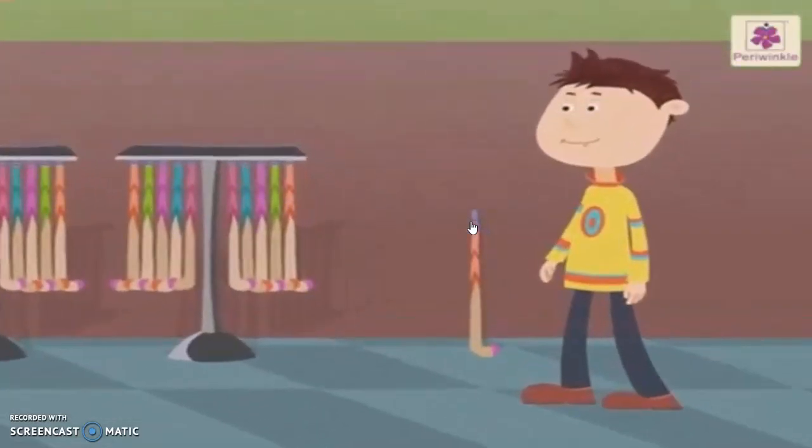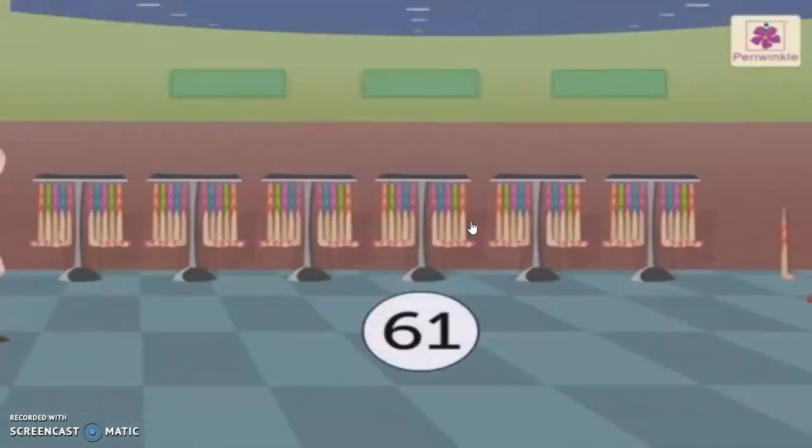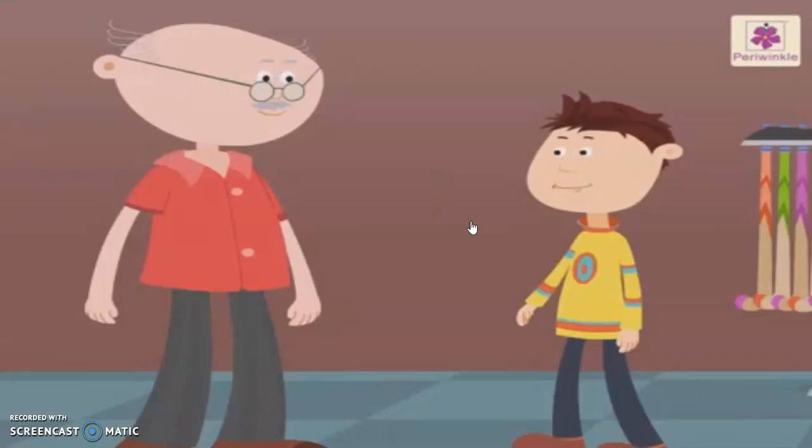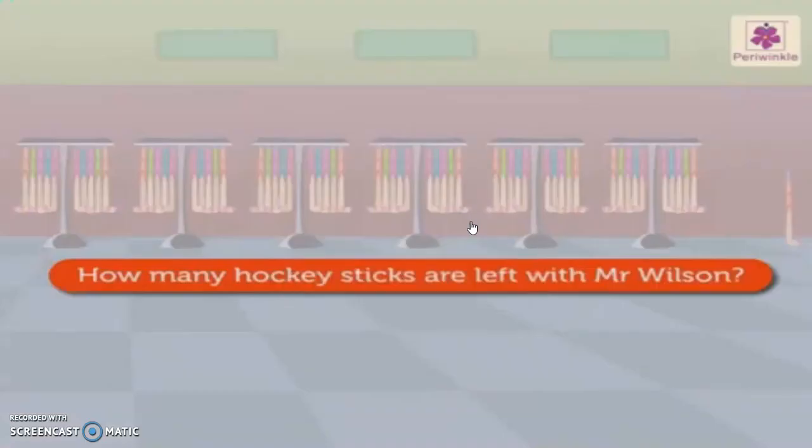Look, Peter is here to buy some hockey sticks. There are 61 hockey sticks with the shopkeeper, Mr. Wilson. Peter bought 12 hockey sticks. How many hockey sticks are left with Mr. Wilson? Now, as you know, instead of counting the hockey sticks, we can directly subtract the numbers 61 and 12. Let's look at the process of subtraction of these numbers.